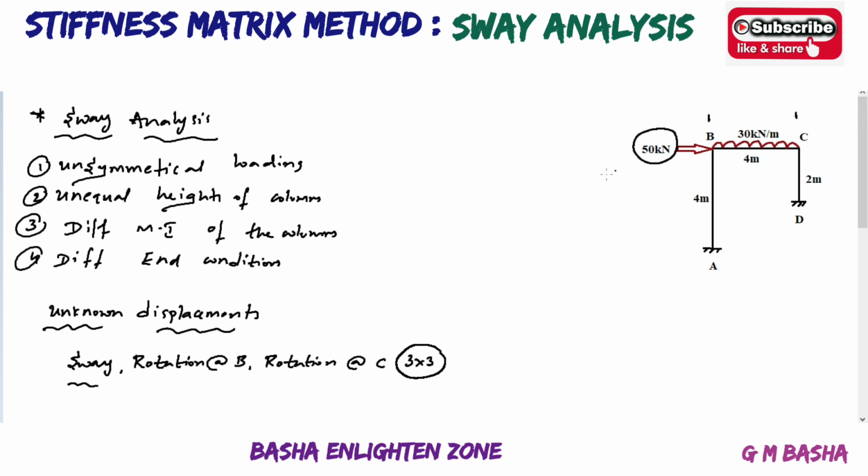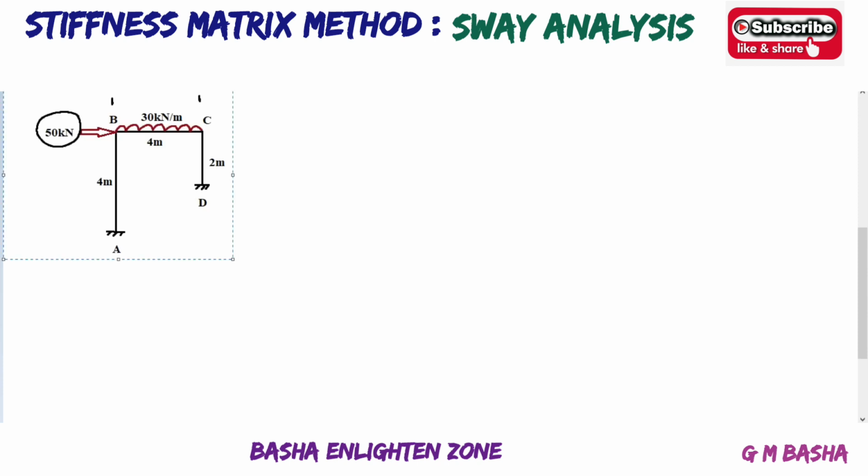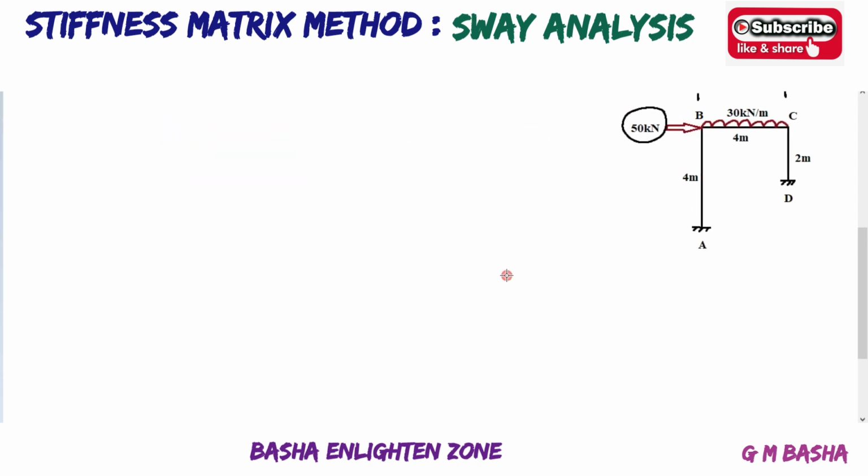For example, I will tell you here. First I will solve for the external forces. See here, what is the formula for the 3 by 3 matrices? We people know that your unknown displacements are delta 1, delta 2, delta 3. So one is for sway and the remaining two are delta 2 and delta 3. So I will take delta 1 as delta, delta 2 as theta B due to rotation at B, and delta 3 as theta C, for my remembrance purpose.